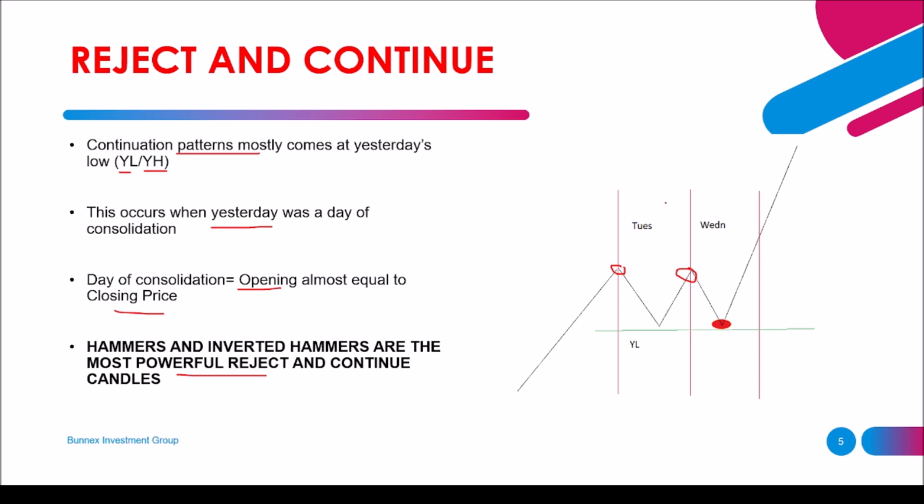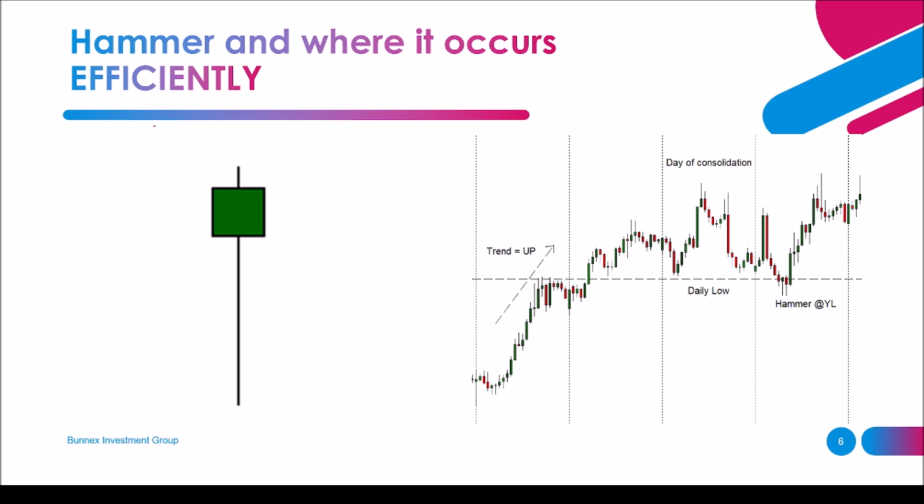In this particular case, we have Tuesday, which ended as a day of consolidation. Tuesday set its low at this point, abbreviated as YL, and on Wednesday, we actually saw the market coming back to yesterday's low, and at this point, which has a red dot, is where we expect to see hammers and inverted hammers. So a hammer looks like this. It's a candle with a long wick and a head that looks like a real physical hammer.